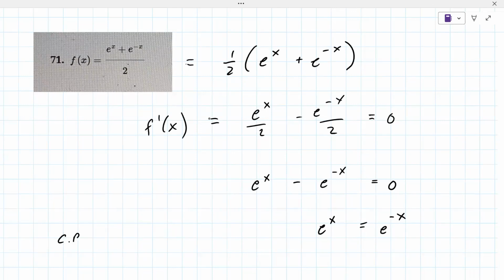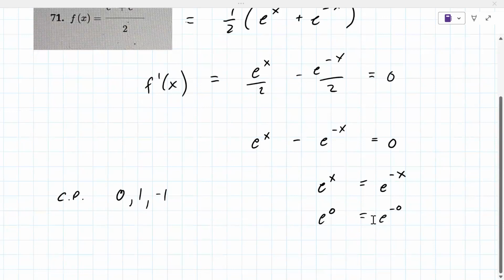So in terms of your critical points, or where you want to try, generally things like 0, 1, maybe -1 are good places. So e^0 is 1, e^(-0) is 1. So it's not really solving it. You're just using your intuition here to solve this. But this is 1, this is 1. So that's a critical point, I guess.